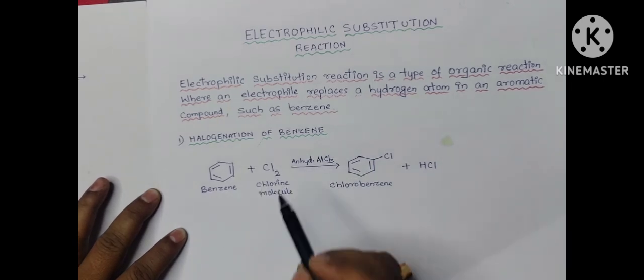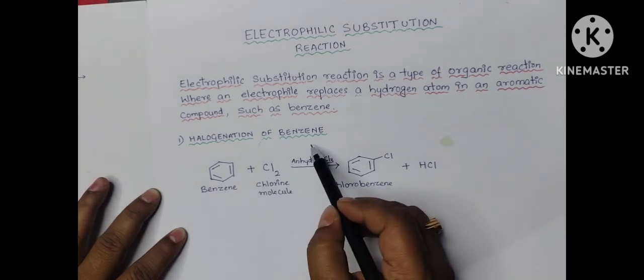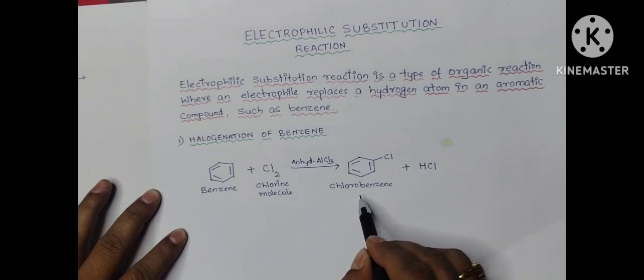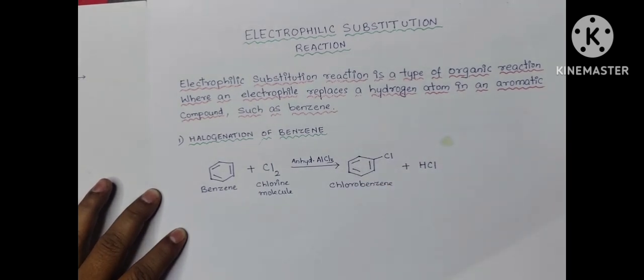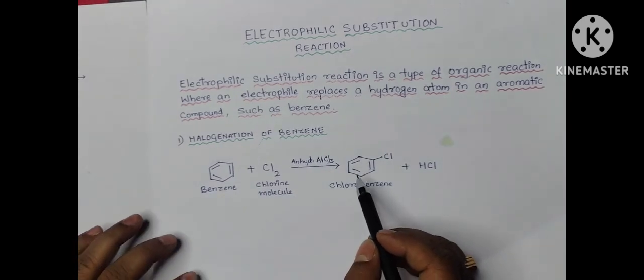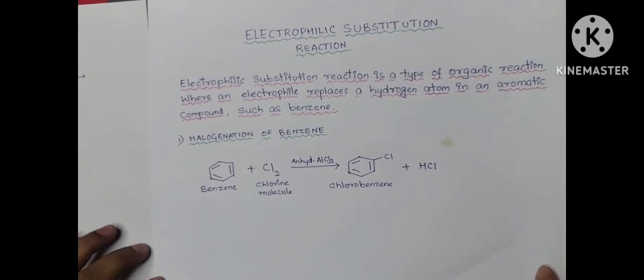So when benzene reacts with chlorine in the presence of anhydrous AlCl3, what you are going to get is chlorobenzene as the product, and the byproduct is HCl. In this reaction, the hydrogen atom in benzene is replaced with the chlorine atom, so that is how you get chlorobenzene.